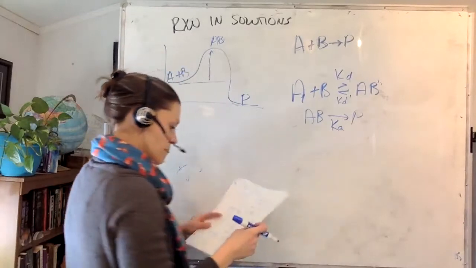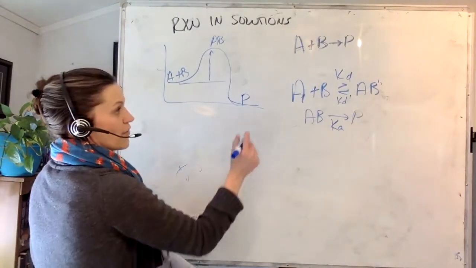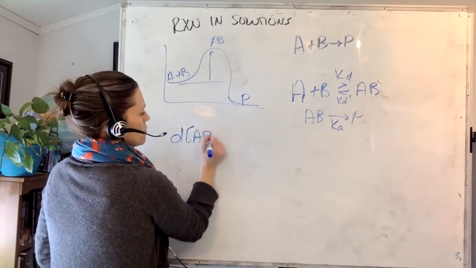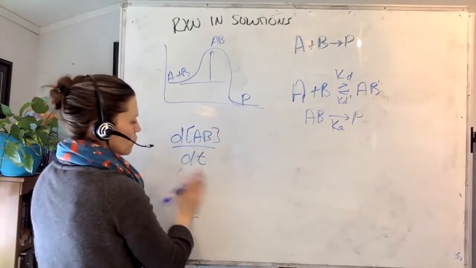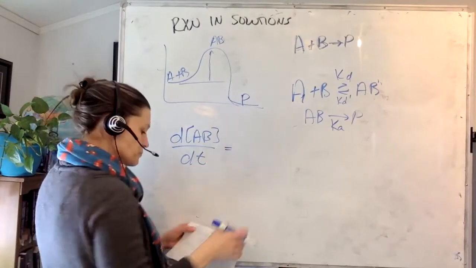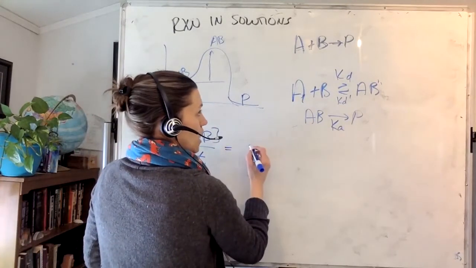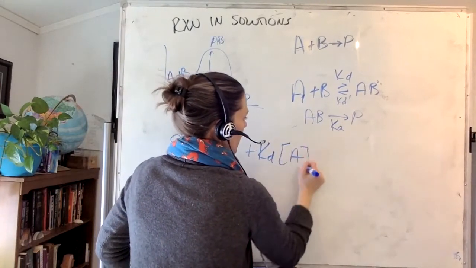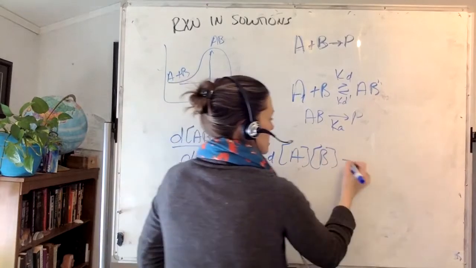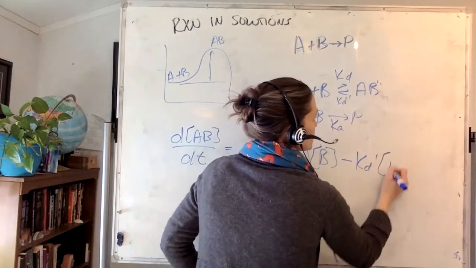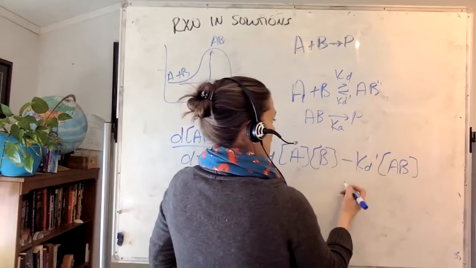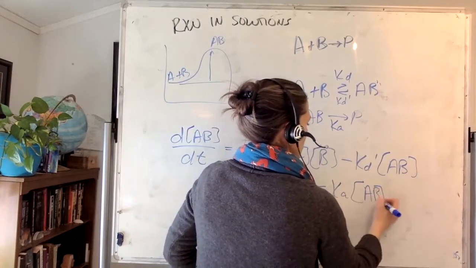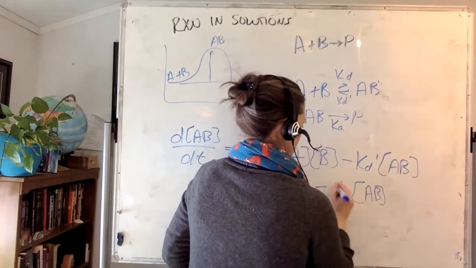Okay, so if I want to look at the rate of the intermediate AB, the rate that AB is formed is equal to plus KD times the concentration of A, concentration of B, minus KD prime, concentration of AB, minus KA, concentration of AB. Oops, that should be a K.